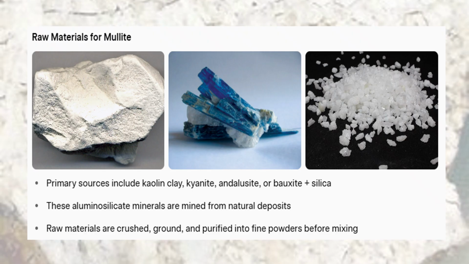You can see the raw mineral lumps and crystalline forms here. These materials are mined from natural deposits, then crushed and ground into fine white powder, shown on the right. This powder is the starting point for all Mullite ceramics.